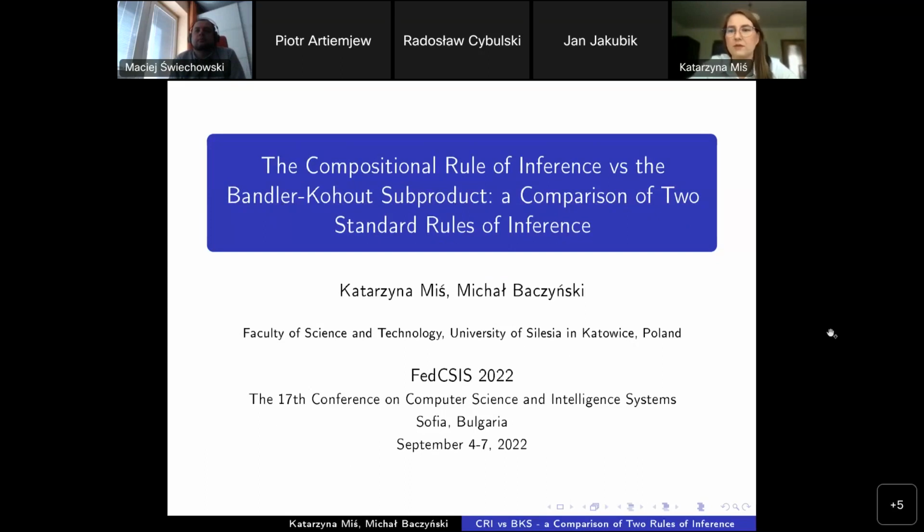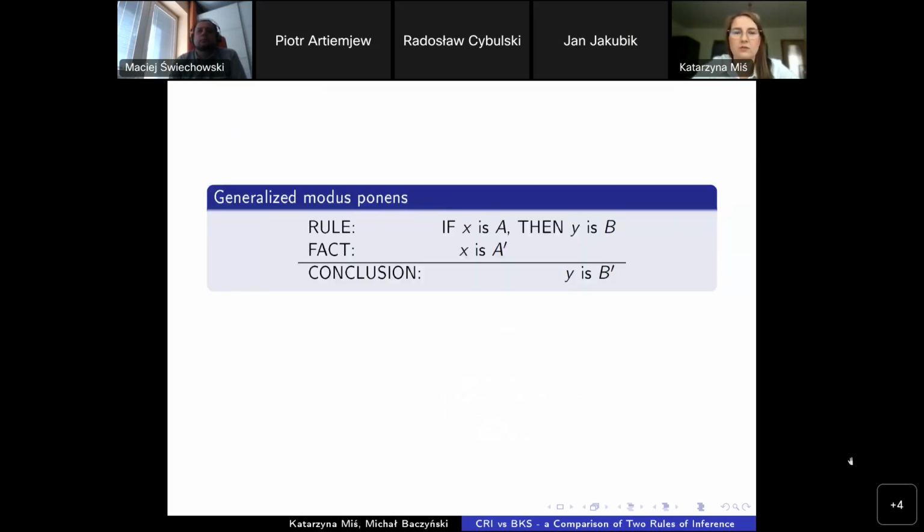I'll just move one thing. Okay. These rules of inference are quite standard rules that are used in approximate reasoning, and our goal in today's contribution is to compare them, and we will base on one of the most popular reasoning schemas, which is modus ponens. And actually, I will speak about generalized modus ponens.